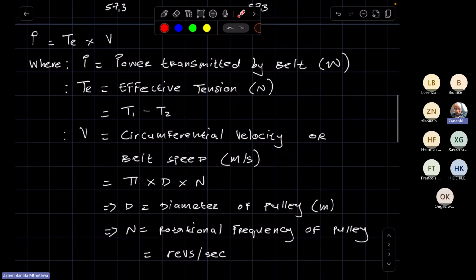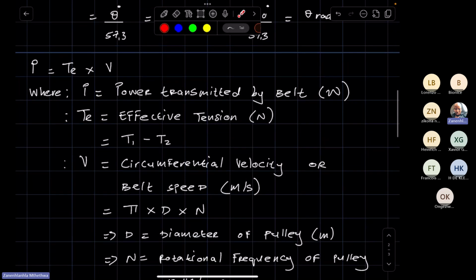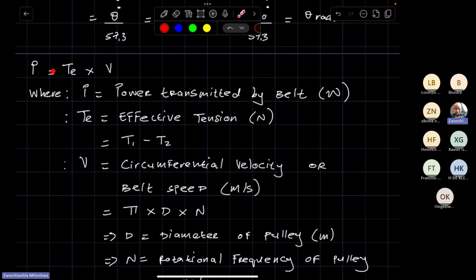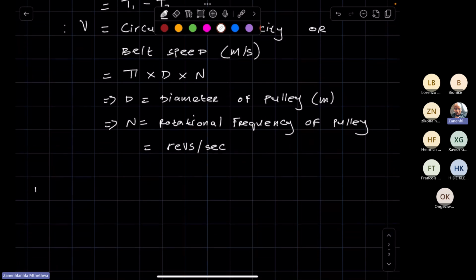Right. So that is how you calculate the power transmitted. Power transmitted is equal to effective tension. Effective tension is equal to T1 minus T2. So this can be rewritten as P is equal to effective tension, which is T1 minus T2, times V. Right. And then V is equal to pi dl.